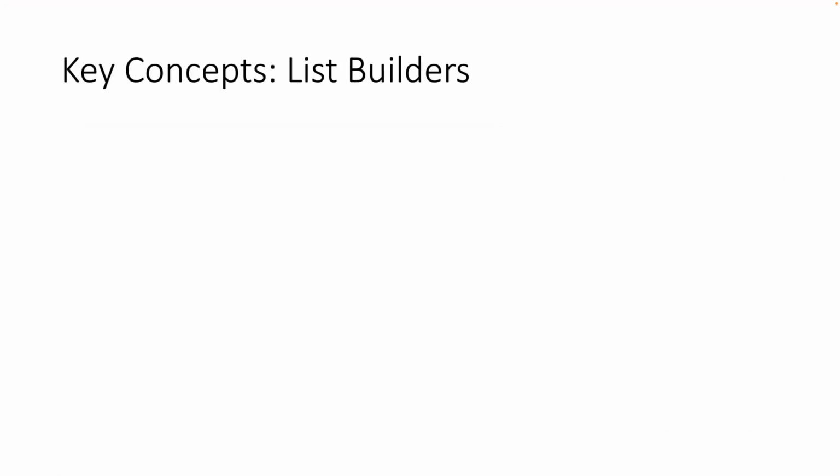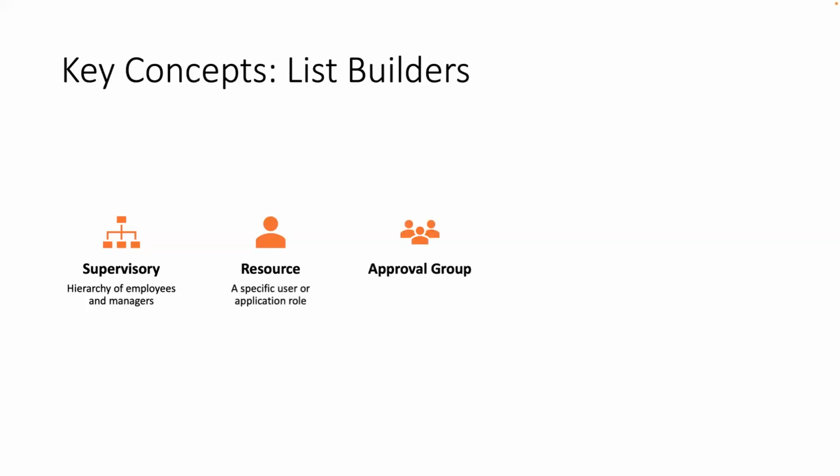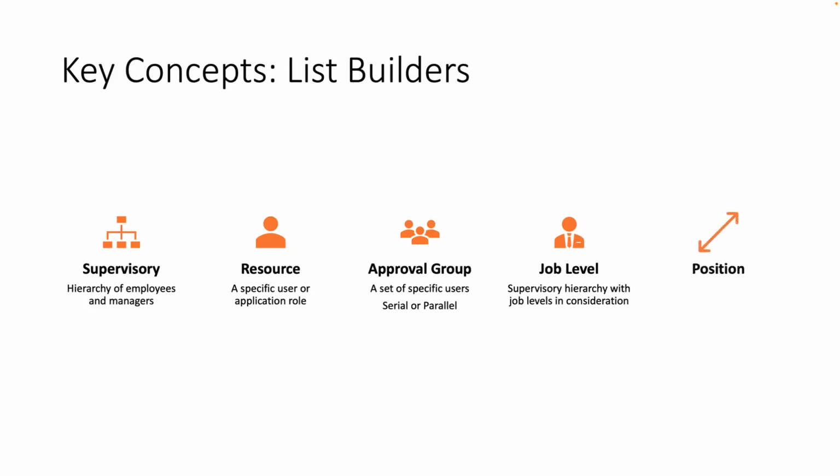So conceptually, you have supervisory. This is your hierarchy of employees and managers. You use the HR setup for that. You've got your resources, which is a specific user or maybe an application role. You've got approval groups, which can be created serial or parallel. You have job levels, which you can also use for your hierarchy. And you've got position, which you can also use.